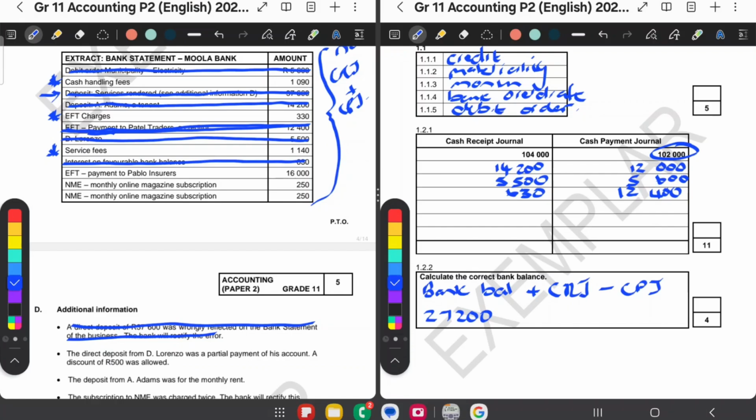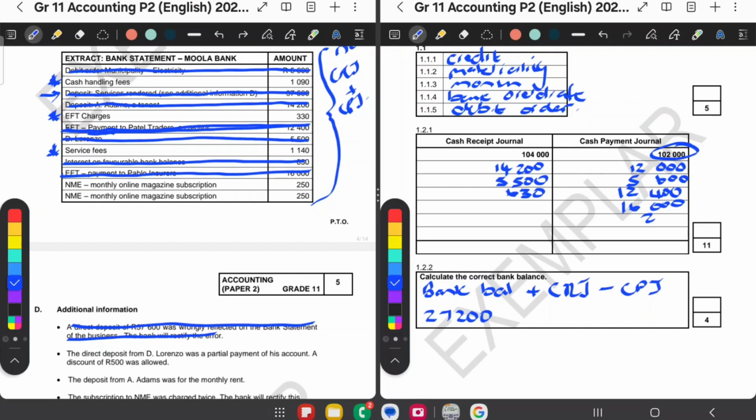Next, an EFT payment to Pablo Insurers. So we paid. Again, it's a payment. Okay, if we pay and we made the mistake, it goes to the CPJ, 16,000. Okay, we can cancel. Then NME, a monthly online magazine subscription.